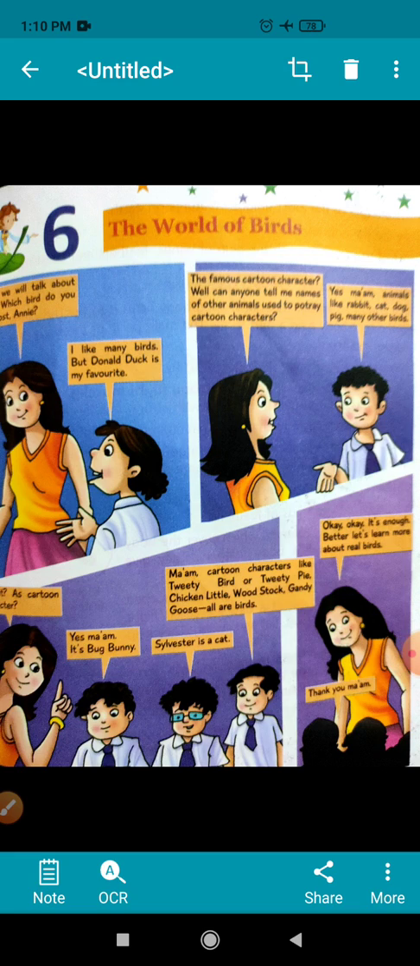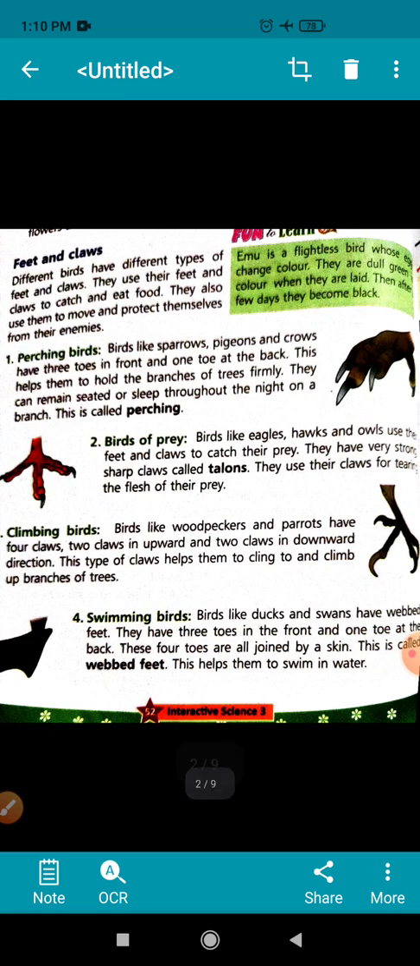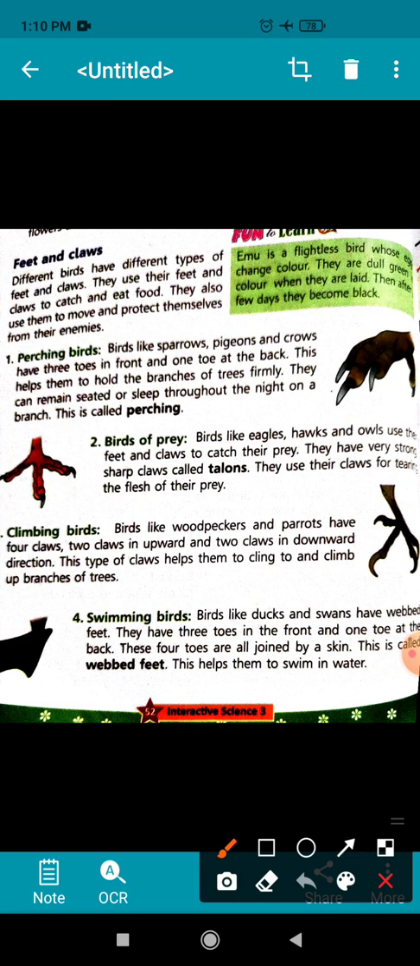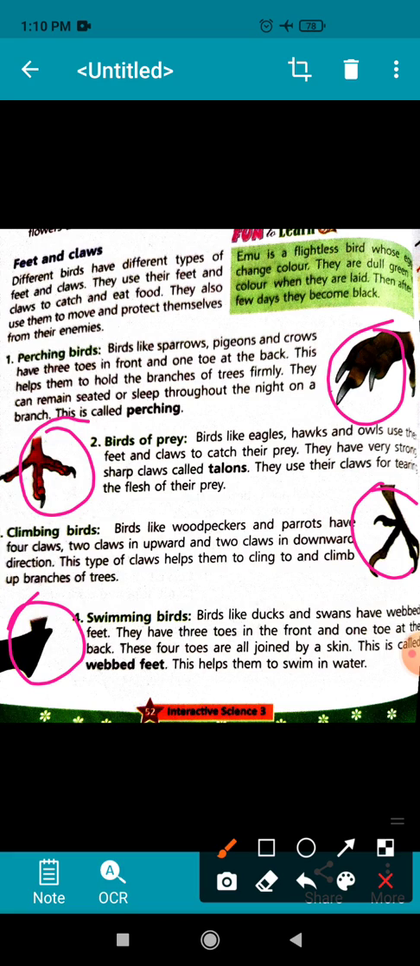Children, today in this class, we will learn the shapes of feet and claws of the bird. Children, different birds have different types of feet and claws, as you can see in this picture. These feet and claws are suited to their living habits. Now, let us know what is the function of feet and claws.